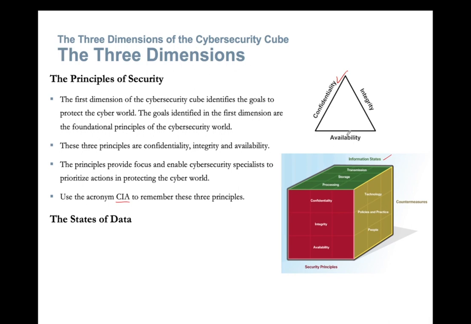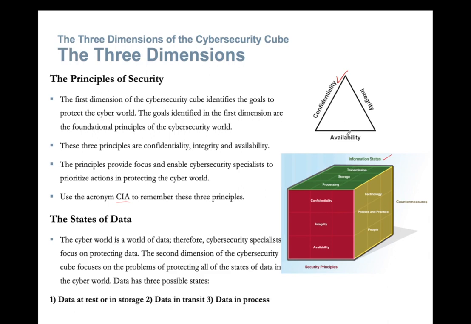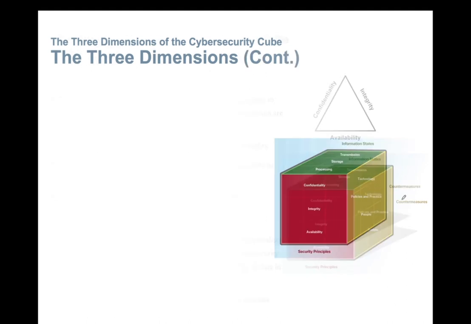Data has three possible states. One is data at rest or in storage. The second is data in transit. And the third is data in process. The protection of cyberspace requires cybersecurity professionals to account for the safeguarding of data in all three states. That is where the cybersecurity safeguards come into the picture.